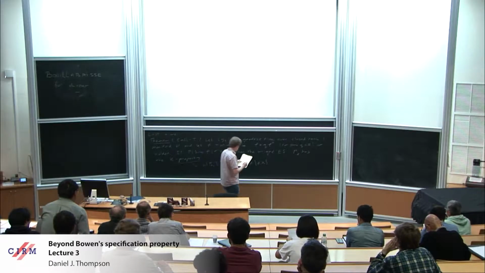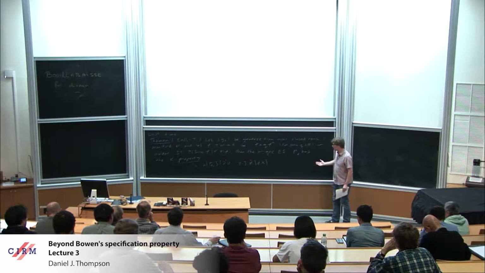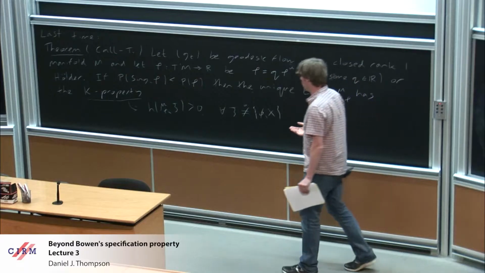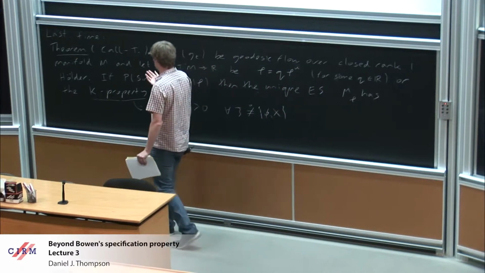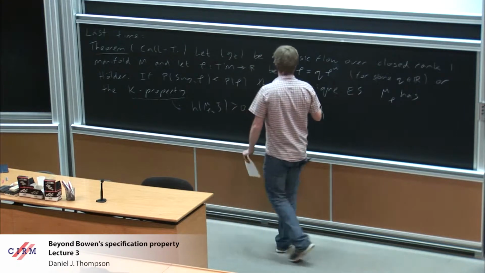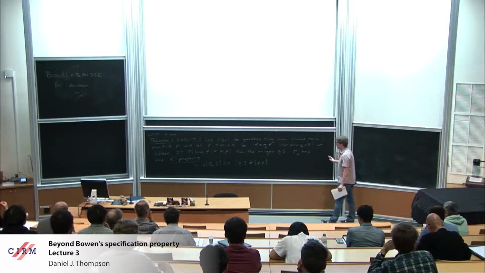Okay, so part 3. For the first half of today's lecture, I'm going to discuss some proof ideas of the theorem on the board, which was where I finished last time. This is joint work by myself and my graduate student, Ben Call. It's the same setting we've had all week: geodesic flow on a closed rank 1 manifold.